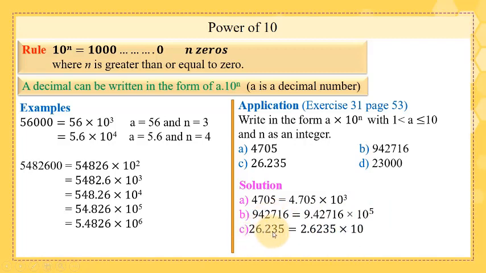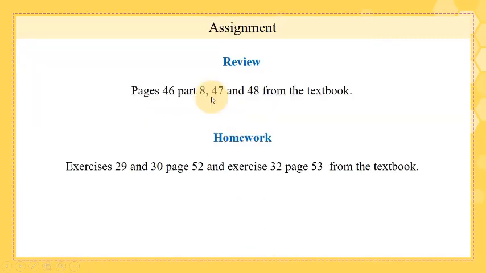Now 26.235, we can write it as 2.6235 times 10, where here a is between 1 and 10. We multiply it by 10, which means 10 exponent 1, so the point will be moved 1 time to the right. And in part D, 23,000 is equal to 2.3 times 10 exponent 4, so that 2.3, if we multiply it by 10 exponent 4, we will move the point 4 times to the right, and we will get 23,000.